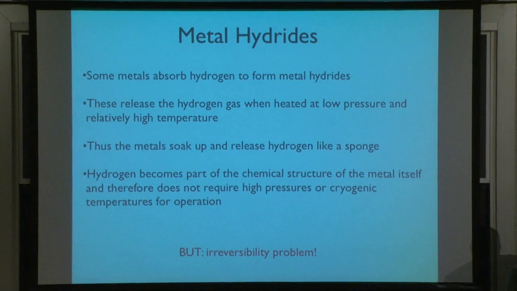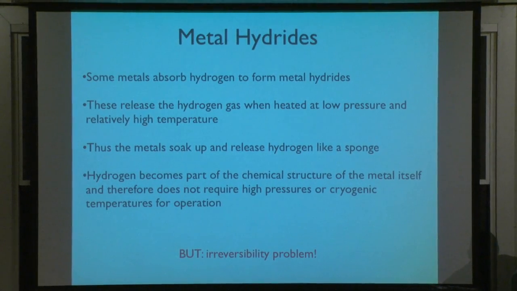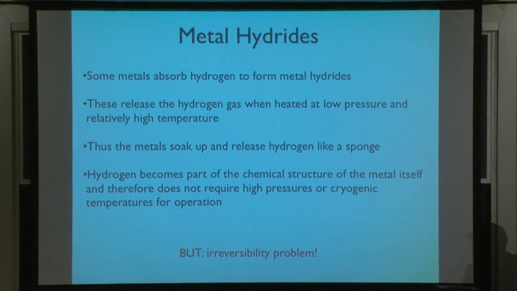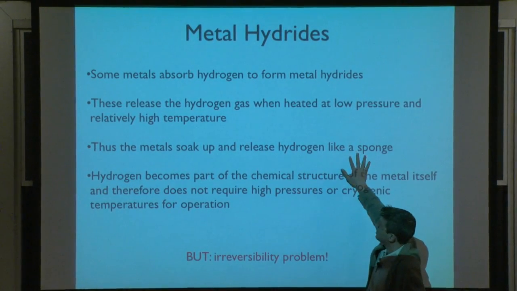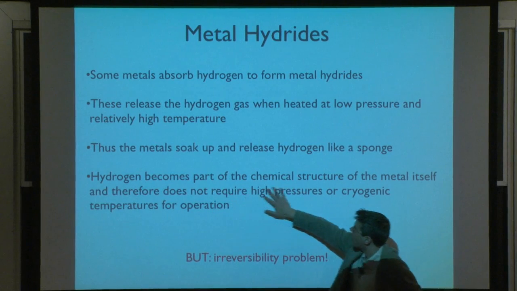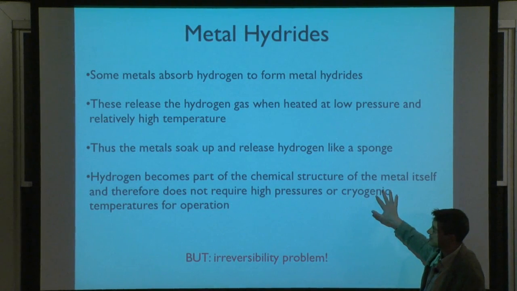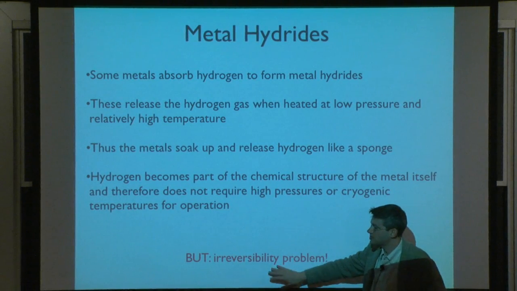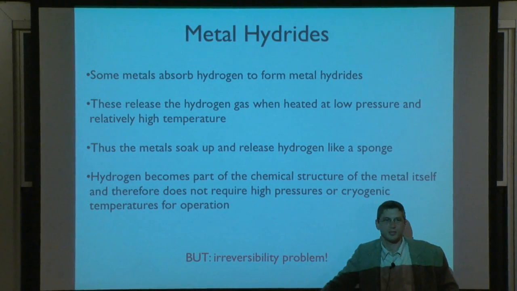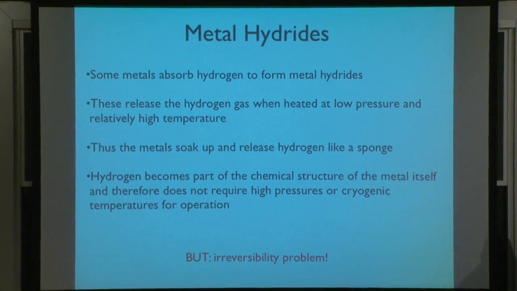Okay. Now, that's basically just restating what I said. The metal soaks up and releases the hydrogen like a sponge. It becomes a part of the chemical structure of the material. So it doesn't require high pressures or cryogenic temperatures for operation, but it's the irreversibility that's the problem. How do you get to the right kinetics? Okay?